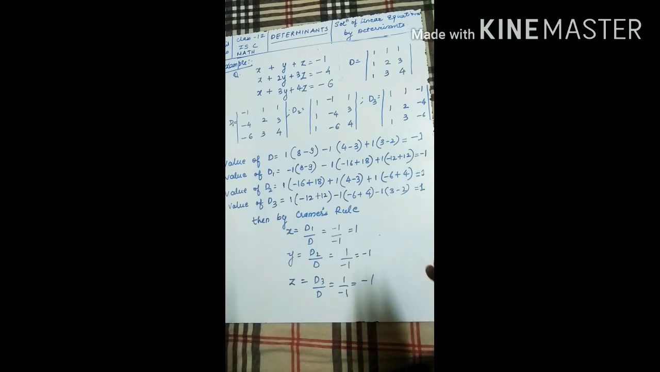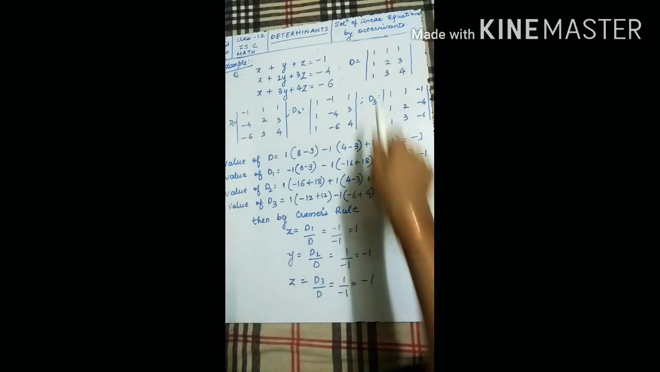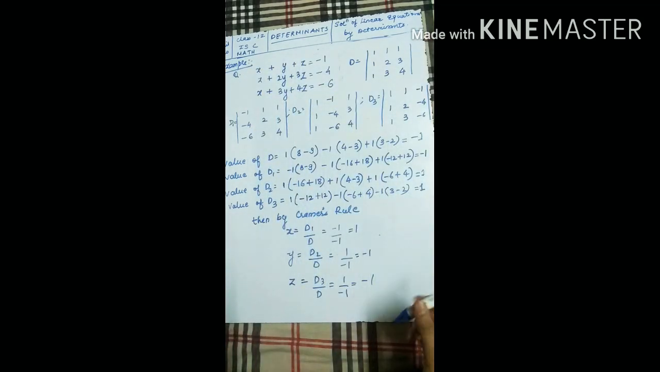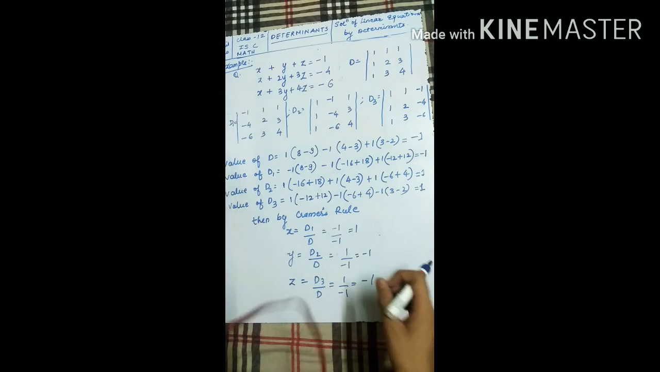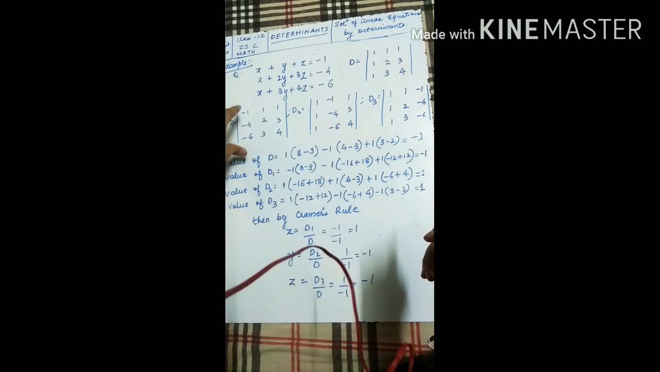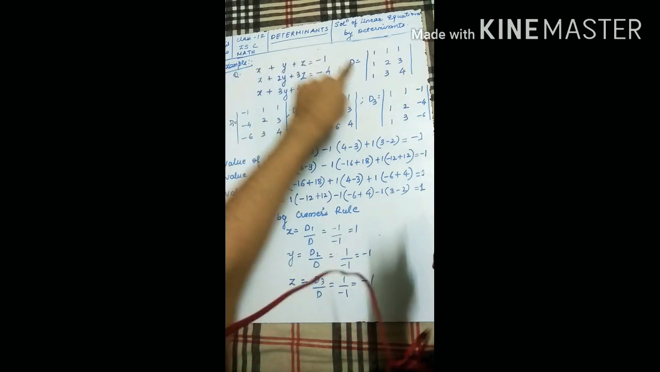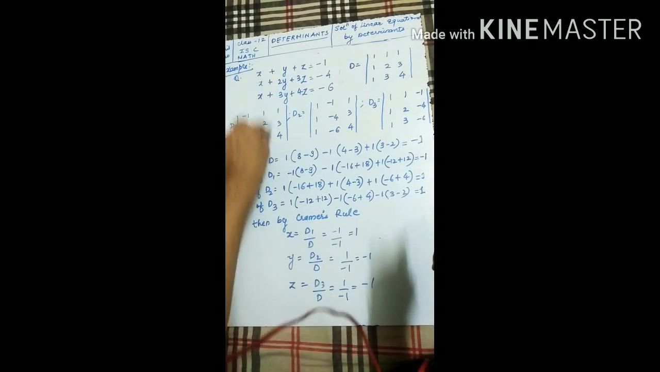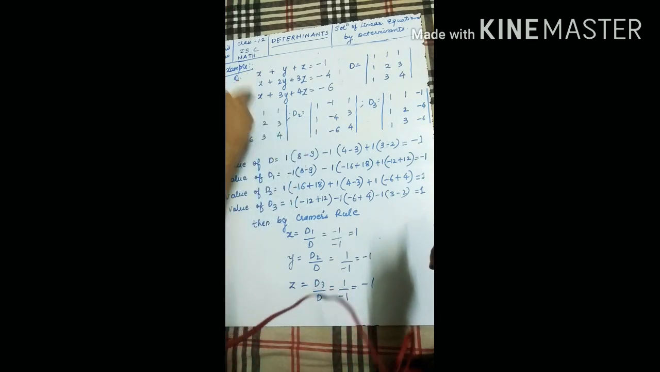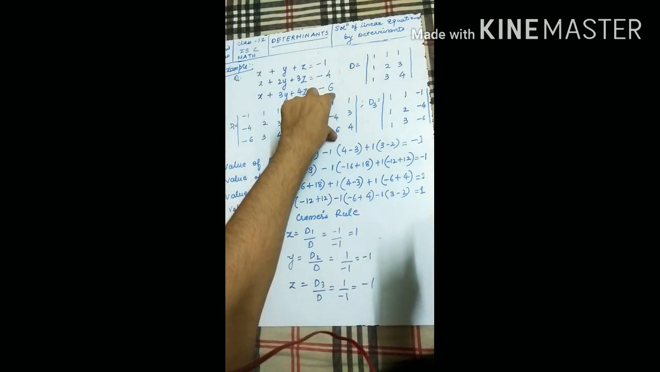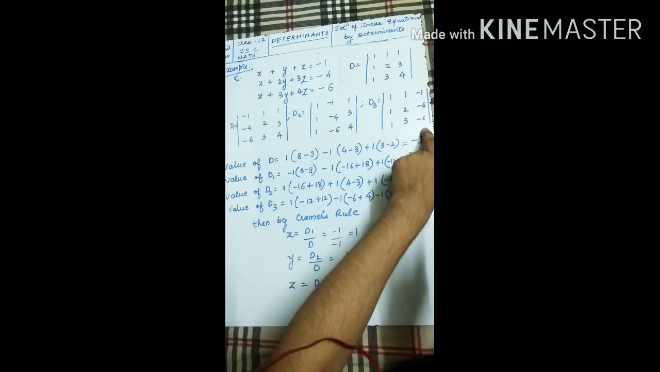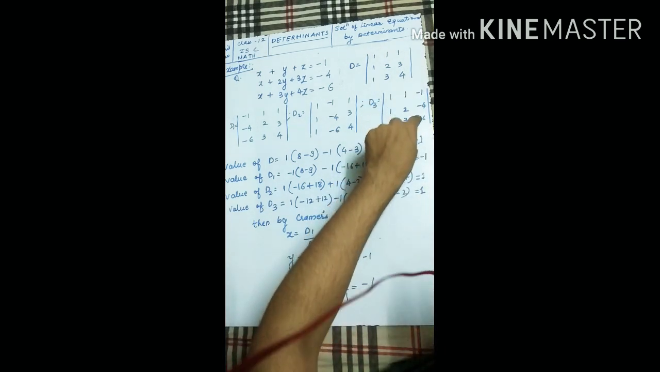We need the values of x, y, z, and we need to see the consistency of this linear system also. So first of all, let us write the determinant d: 1 1 1, 1 2 3, 1 3 4. Then d1, I told you what d1 is. D1 is that determinant on replacing the coefficients of x with the constants, so here minus 1, minus 4, minus 6, and 1 2 3 and 1 3 4 same. Again d2: the columns stay the same, but in place of the coefficients of y we write minus 1, minus 4, minus 6. Similarly d3 is on replacing the coefficients of z with minus 1, minus 4, minus 6.